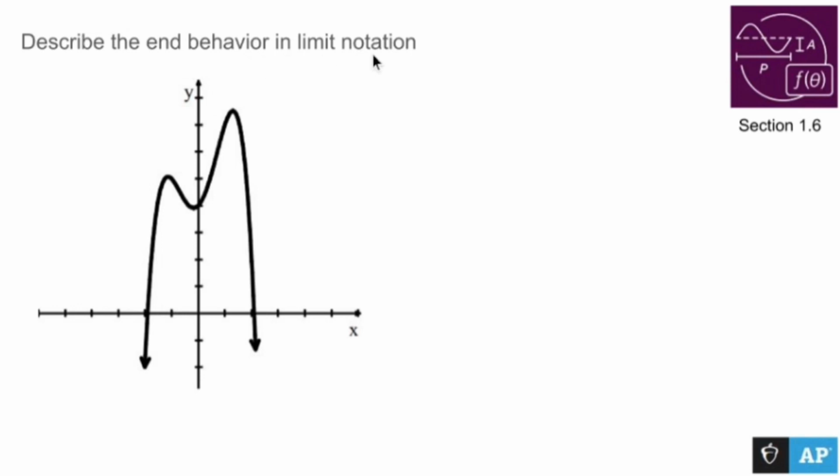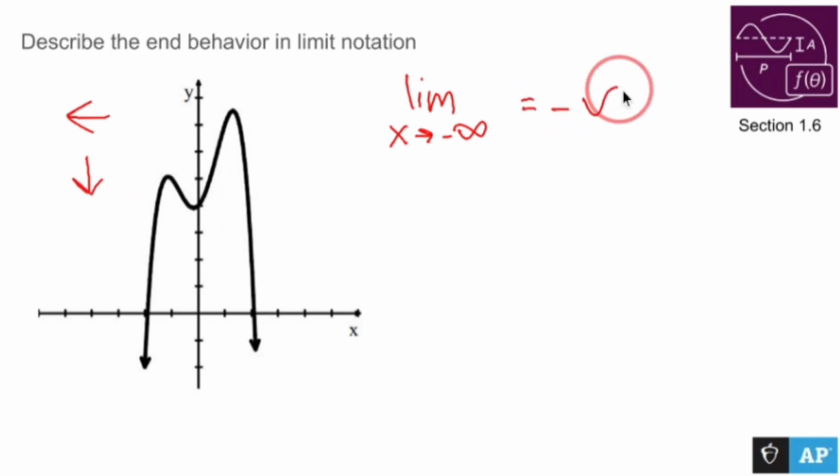Describe the end behavior in limit notation. I have myself a polynomial graphed, and what it looks like is happening is this graph going to the left is moving downward, and going to the right is also moving downward. Another way of saying going to the left is the limit as x approaches negative infinity. That means x is heading towards negative infinity, moving to the left. My graph, as I move to the left, is going downward, which means it's heading towards negative infinity. So the limit as my picture moves to the left is going down to negative infinity.